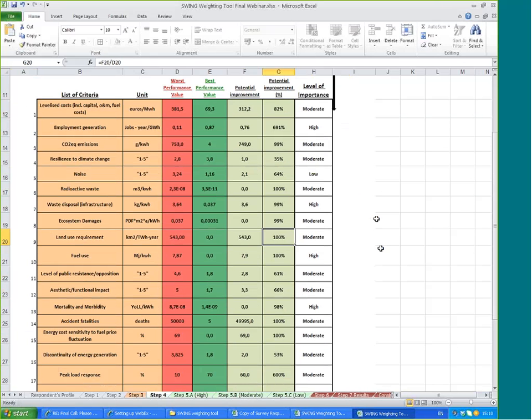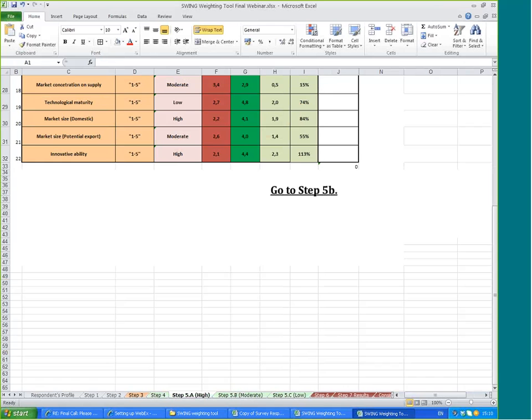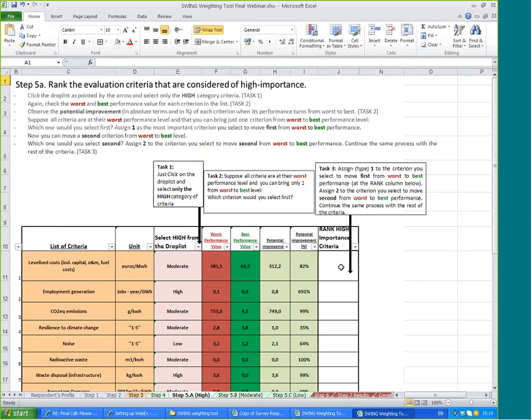After identifying the level of importance of criteria between low, moderate, and high, so somehow grouping the criteria in 3 different levels to reduce also the cognitive burden, we asked also to rank the first group of criteria, the high importance criteria, from most important to least important. Again asking the question, if we assume that we have all criteria at the worst performance level, which one would you move first to the best performance? Again, taking into account the potential improvement.